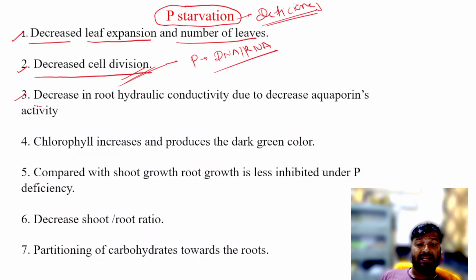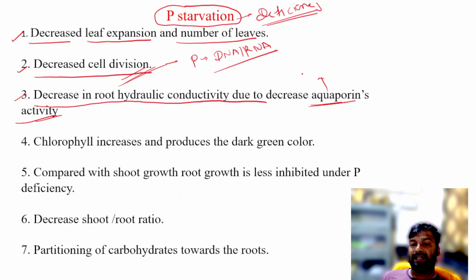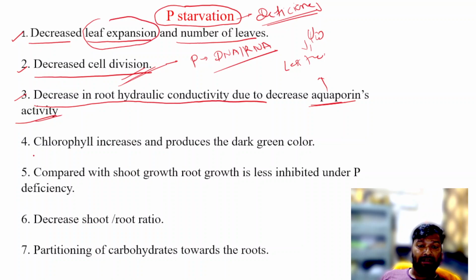Third, there is a decrease in the root hydraulic conductivity due to decrease in the aquaporins activity. If there is a less aquaporins activity, then there will be a less turgidity, or there is a decrease in the water potential, which also cause the decrease in the leaf expansion. Okay. Next, chlorophyll increases and produce the dark green color. Okay, so this is also one of the symptoms of phosphorus deficiency.